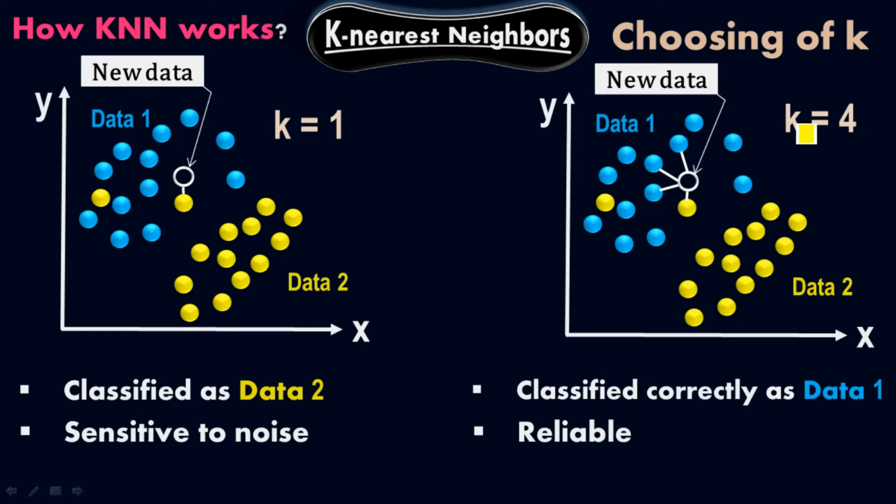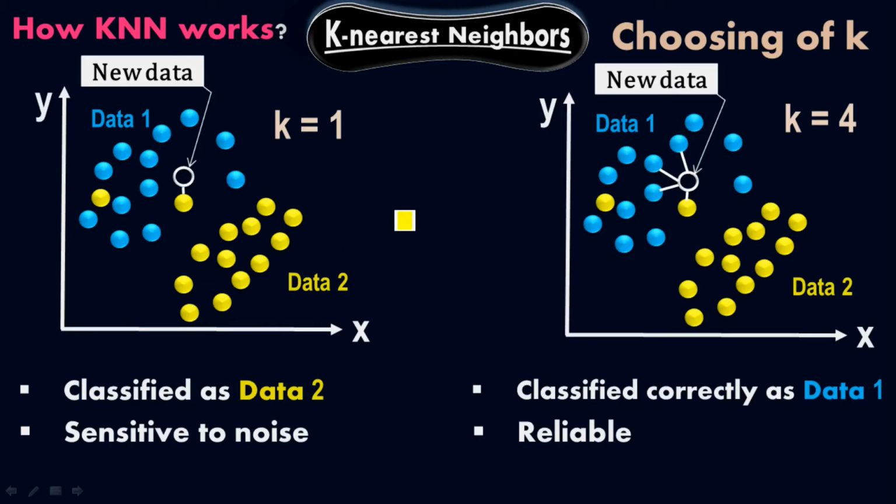Look, this time I have K equals to 4, which means that I will pick 4 nearest neighbor data points from both of the data classes. 3 points from data 1 and 1 point from data 2. So we can say that data 1 has more nearest neighbor points, 1, 2, 3. Therefore, this new data has been classified correctly as data 1. So this K nearest neighbors classifier is good, reliable, stable compared to the other one.